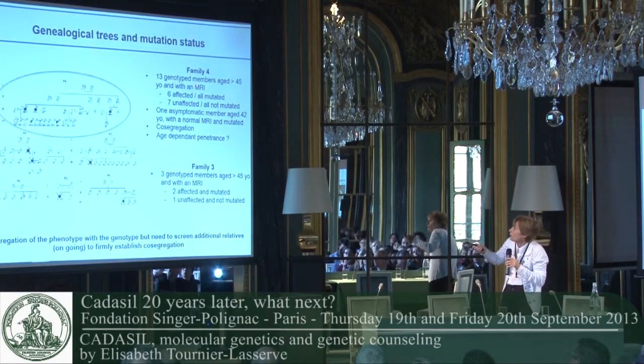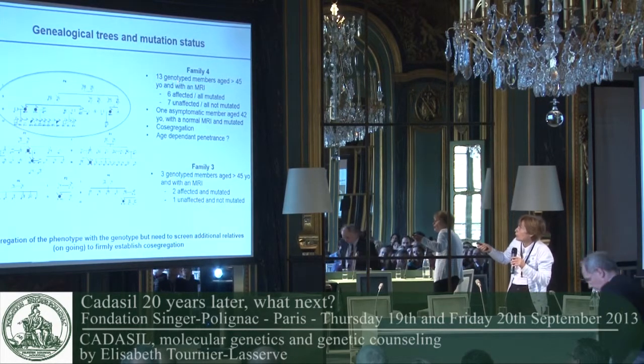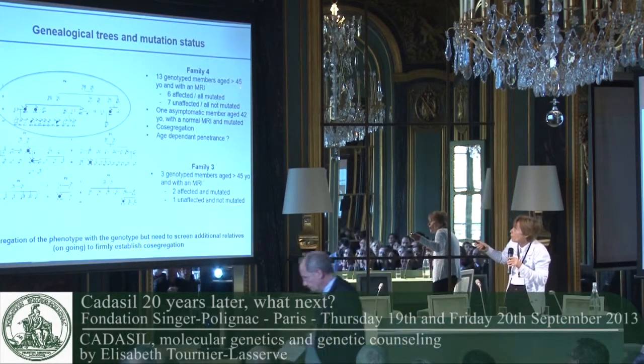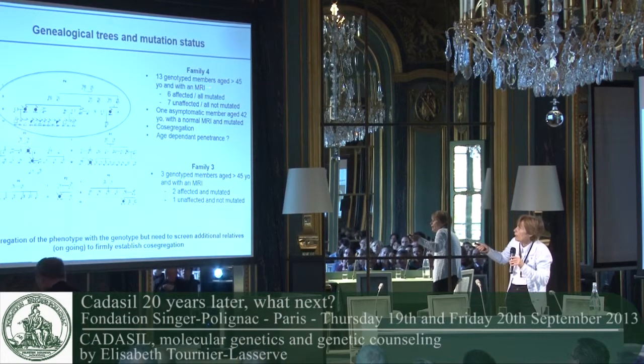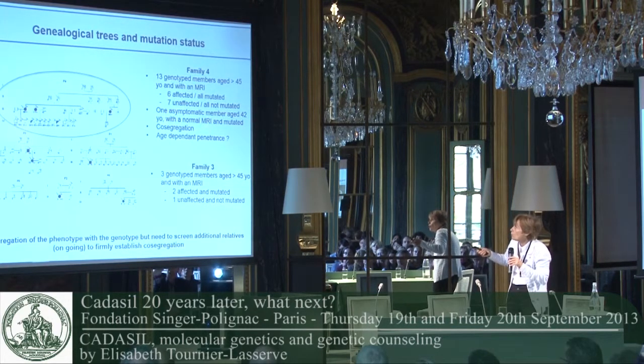And MRI has been performed in the second generation here. In fact, 13 members have been genotyped, aged above 45, and have an MRI. And all 6 affected are mutated, all 7 unaffected are not mutated. We have 1 asymptomatic member, aged 42 years old, I will show you in a minute, with a normal MRI; this patient is also mutated.